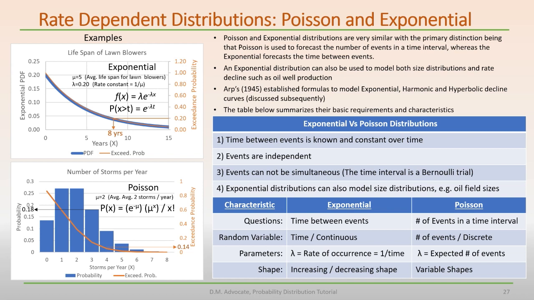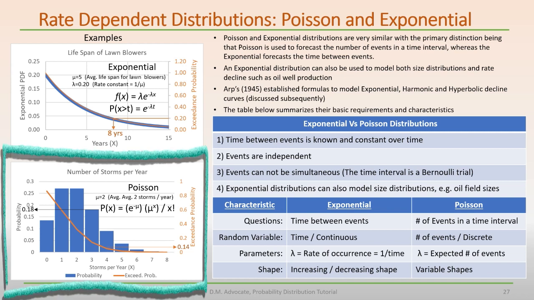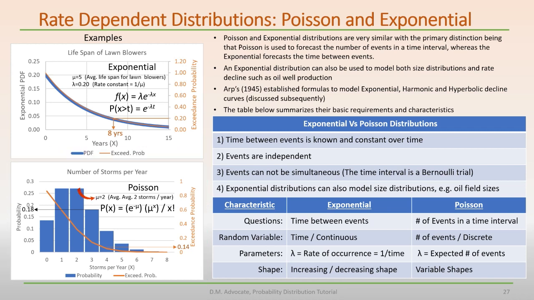While the exponential rate constant is 1 over time, the Poisson rate constant is simply the average or expected number of events. As a Poisson example, consider the number of storms per year. On average, a city experiences 2 storms per year, mu. We can calculate the probability of any given number of storms in a year using the formula shown here. But Excel's built-in function is much easier.